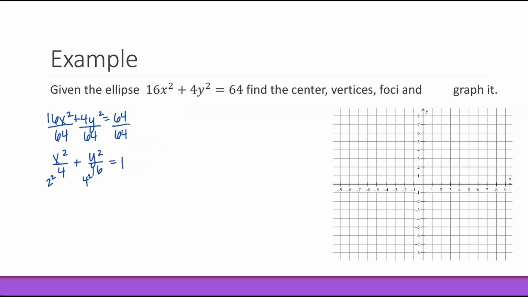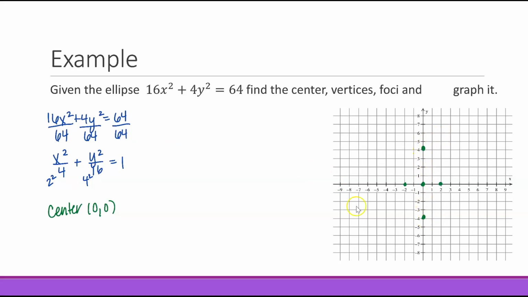So let's go ahead and identify the center. Well, the center of this ellipse is just (0, 0), because here I have x minus 0 squared, y minus 0 squared. So the center is just (0, 0). The center is at the origin. And then the number below x that's being squared is how much I go right and left. So I'm going to go to the right 2 and to the left 2. And then the number below y that's being squared, so 4 is being squared, that's how much I go up and down. So from the center I go up 4 units and I go down 4 units.